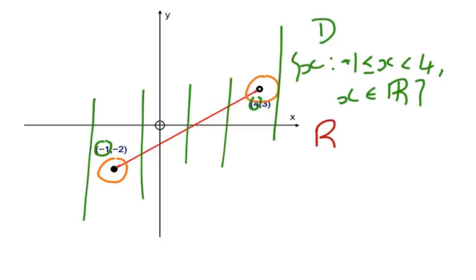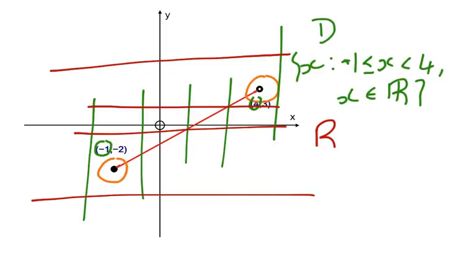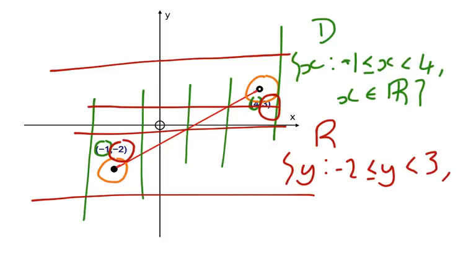For the range, we go across, there we hit, down here we do not hit, and up here we do not hit. This time we have -2 as the lowest y value we hit, and 3 as the biggest y value we hit, so we have y such that y is bigger than or equal to -2, because we have the filled in dot at that end, and less than 3, and finally y is in the real numbers.